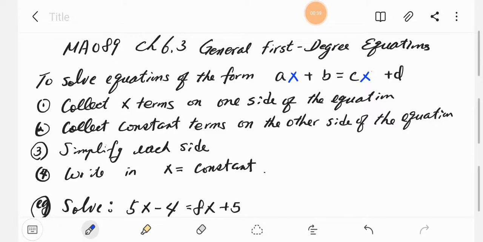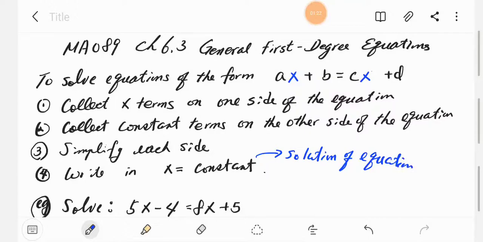Now collect all the x terms on one side. This applies to all the equations, all different types of equations. So first of all, we have to collect all x terms, the variable terms, on one side of the equation. And then the second step is collect the constant terms on the other side. The third step is simplify each side and then write it in this form: variable is equal to constant, and this will be the solution of the equation.